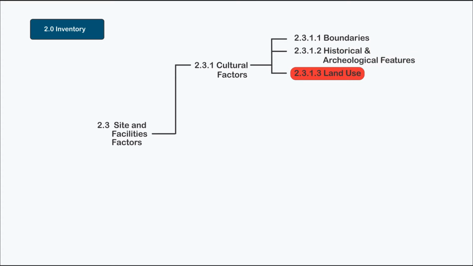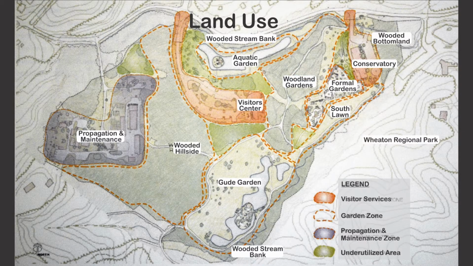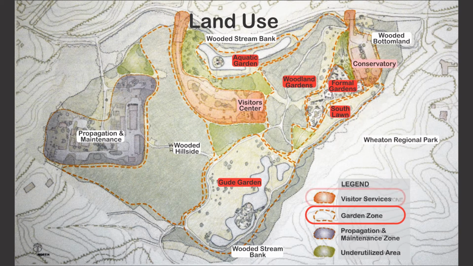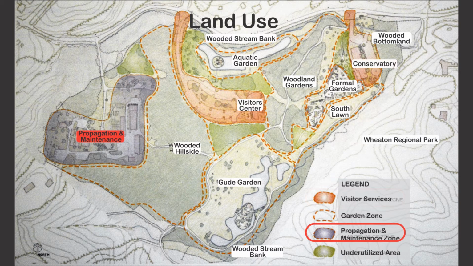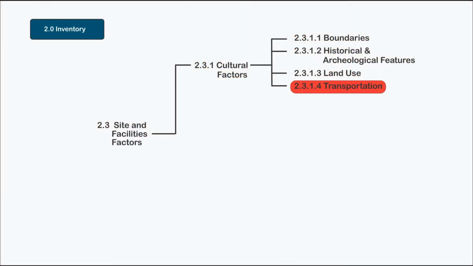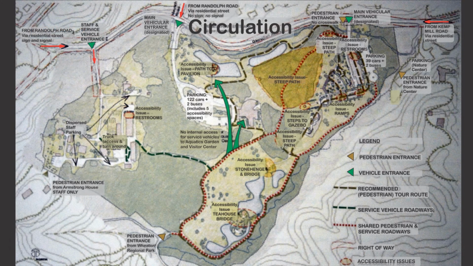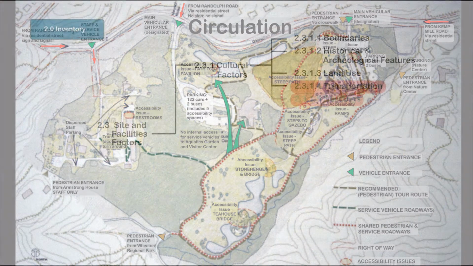Typically, land use focuses on the residential, commercial, agriculture, and other types of uses. Consistent with its program, Brookside Gardens identified garden zones along with visitor service zones, propagation and maintenance zones, and underutilized areas. Transportation: identify circulation patterns including roads, trails, and other patterns of movement.